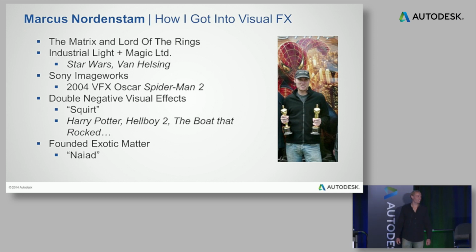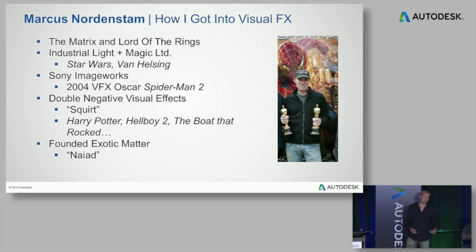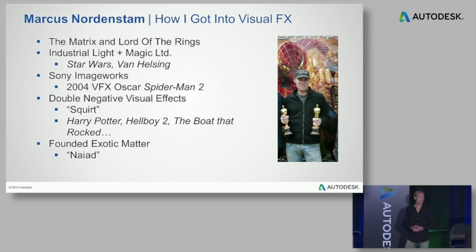Then I went to London and worked at Double Negative Visual Effects, where I wrote or co-wrote the Squirt fluid solver, which they're still using, I think, at least here and there. They have newer stuff now, but it was used for a lot of films: Harry Potter, Hellboy 2, and others. One of the things about that solver is that I observed how one new technology, fluid simulation applied to fire and smoke, really changed their ability to compete and the types of effects they could do. It won them a lot of jobs.